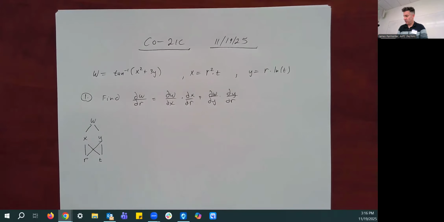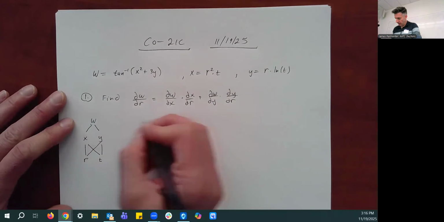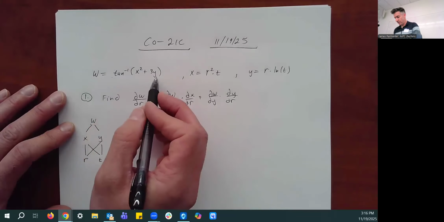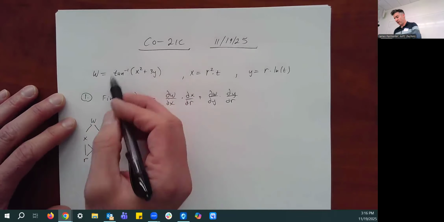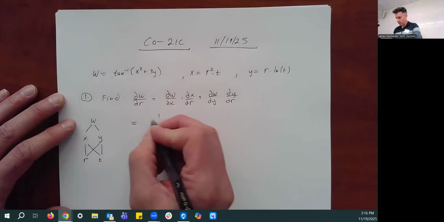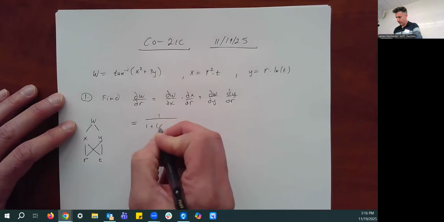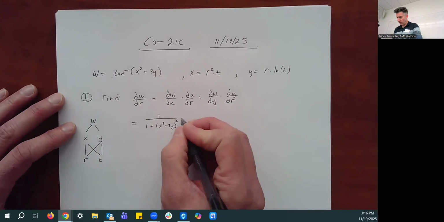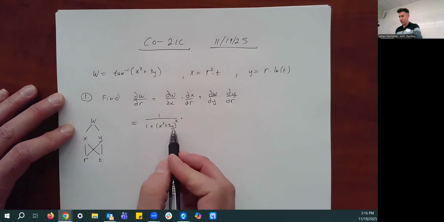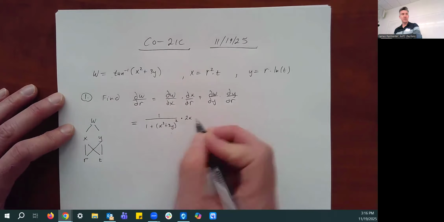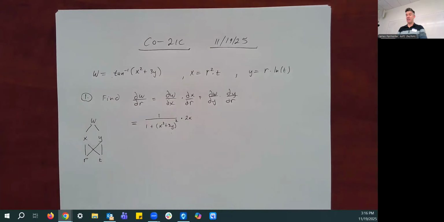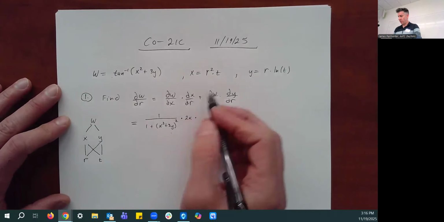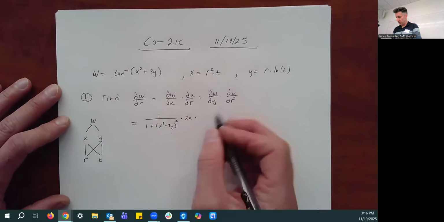And then we actually have to find it, which is kind of annoying, but gotta do the math. So del w del x, we're taking the partial derivative of this function with respect to x. The derivative of the arctangent of some stuff is 1 over 1 plus your stuff squared times the derivative of your stuff. The derivative of x squared plus 3y is 2x if we're differentiating with respect to x, which we are, times del x del r, which is going to be 2r times t.